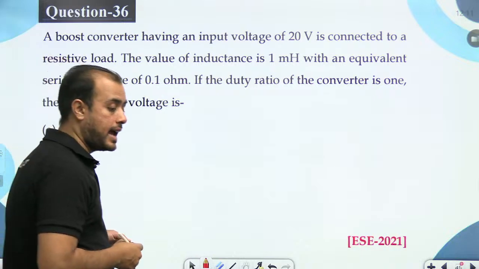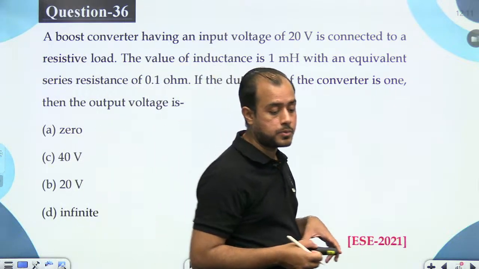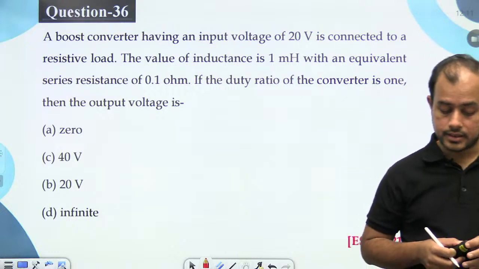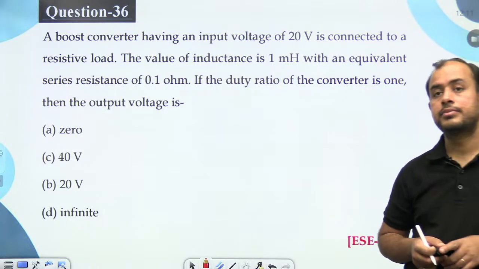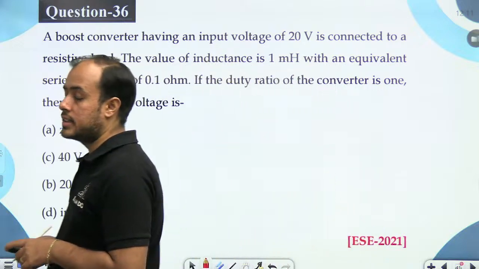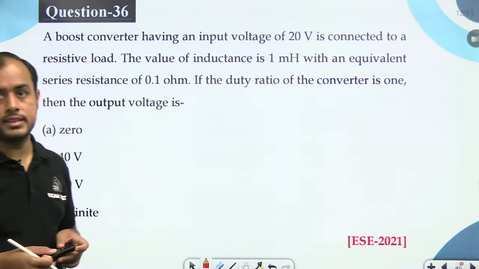A boost converter has an input voltage of 20 connected to a R load. L is 1 millihenry, R is 0.1 ohm. If the duty ratio of converter is 1, then the output voltage is?